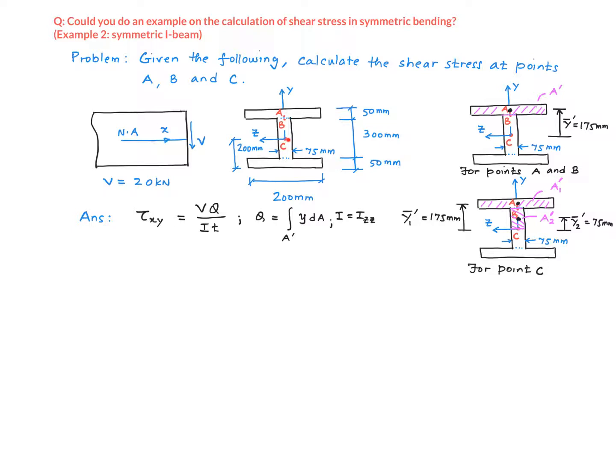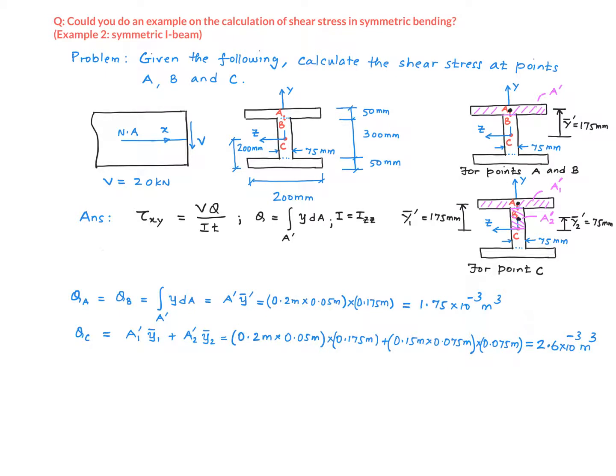Similarly for point C, we'll draw a line right there, and then divide the cross-section into two parts. Obviously, this time we are dividing the cross-section evenly in half. So you can consider the top part or the bottom part. Here we will consider the top part. Then Q is the integral over the shaded part, which is half the cross-section of the I-beam. And t will be the width of the web.